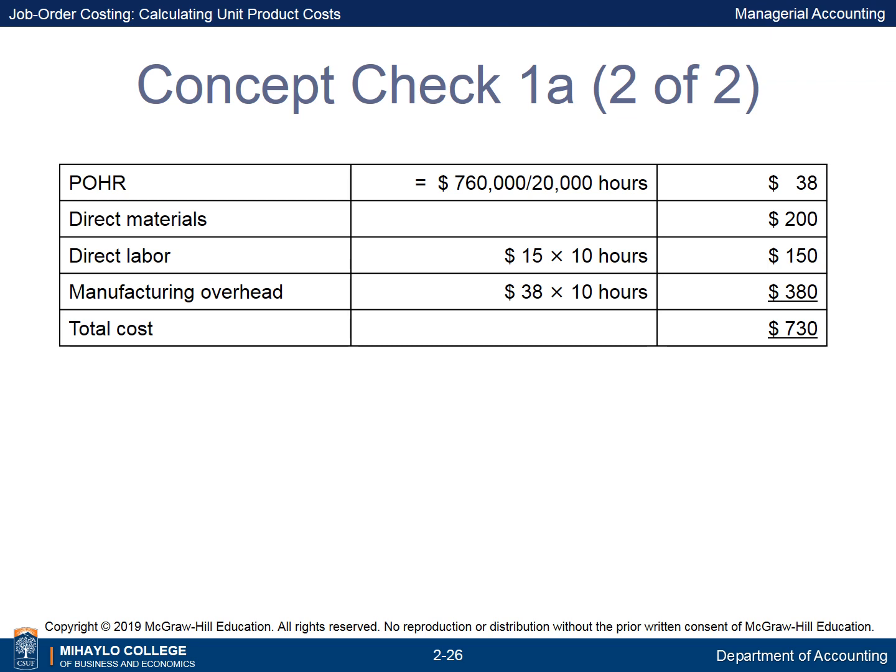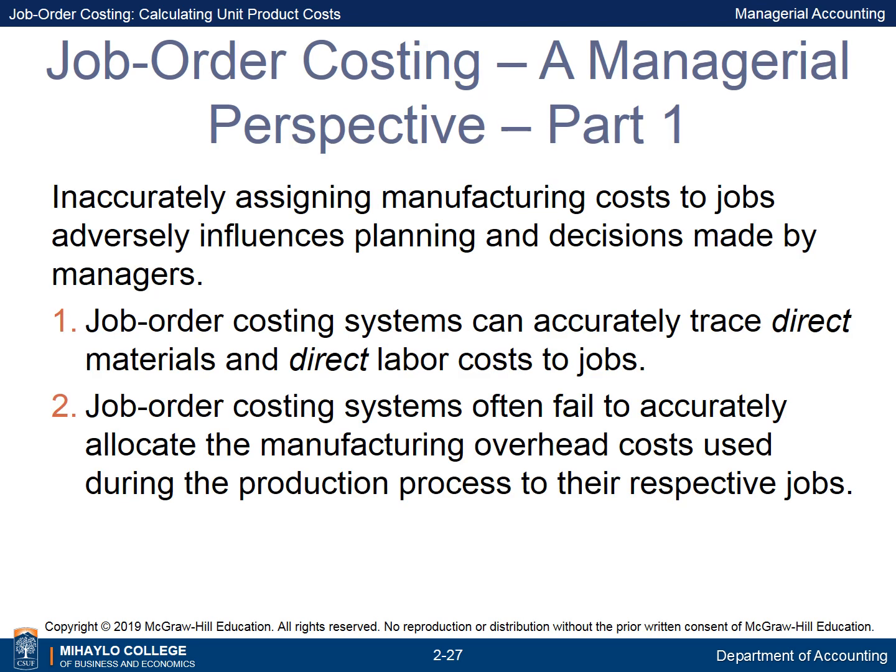Direct materials cost, $200. Direct labor cost, $150. $15 hourly rate times 10 hours. Manufacturing overhead, $380. $38 per direct labor hour times 10 hours worked. Total cost, $730. Inaccurately assigning manufacturing costs to jobs adversely influences planning and decisions made by managers.